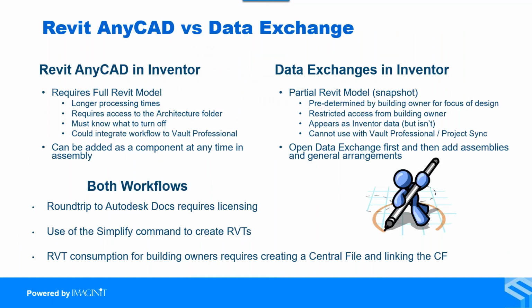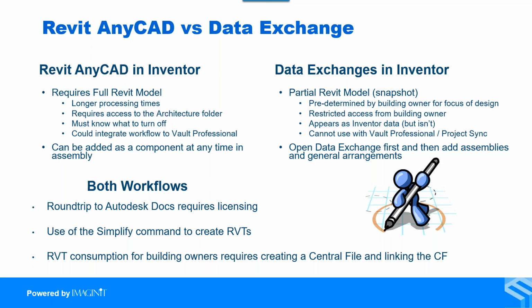So if we kind of look at this a little bit closer, what is really the differences between bringing in the entire building versus the data exchange? Well, if you bring in the entire model, you're going to have much longer processing times in Inventor bringing in that data. I'm also going to need access to Brian's architecture folder, so I'm going to need access to his full model. He may not want to give that to me.